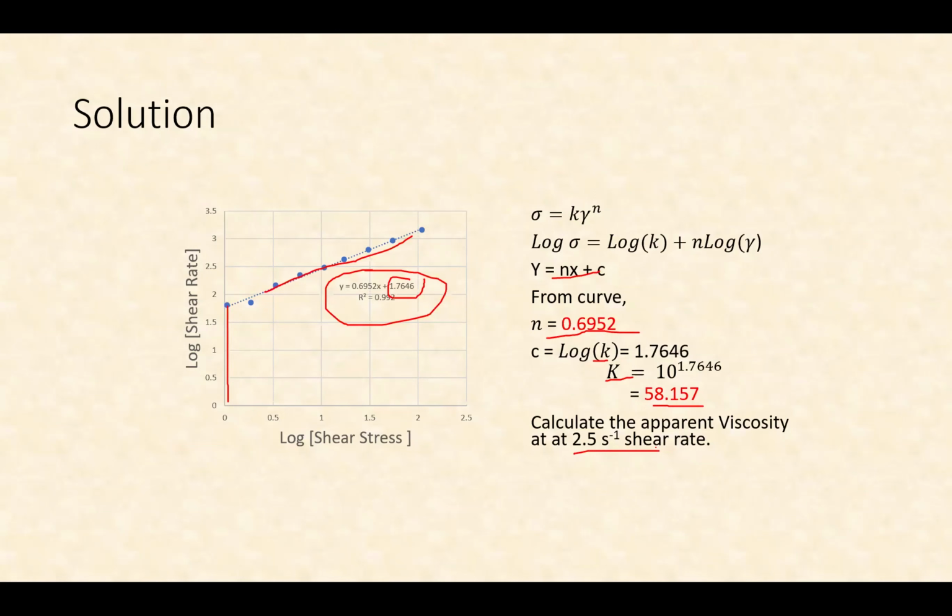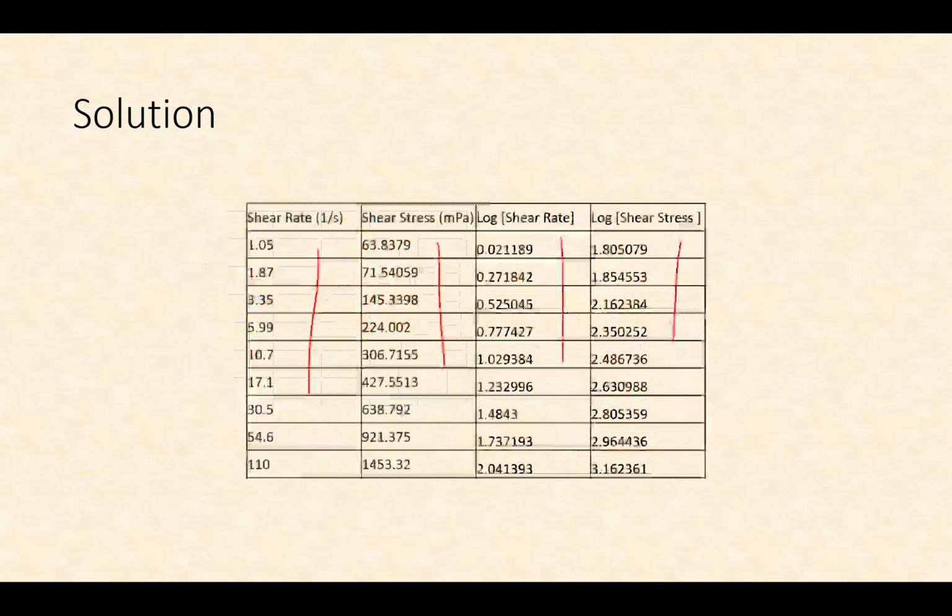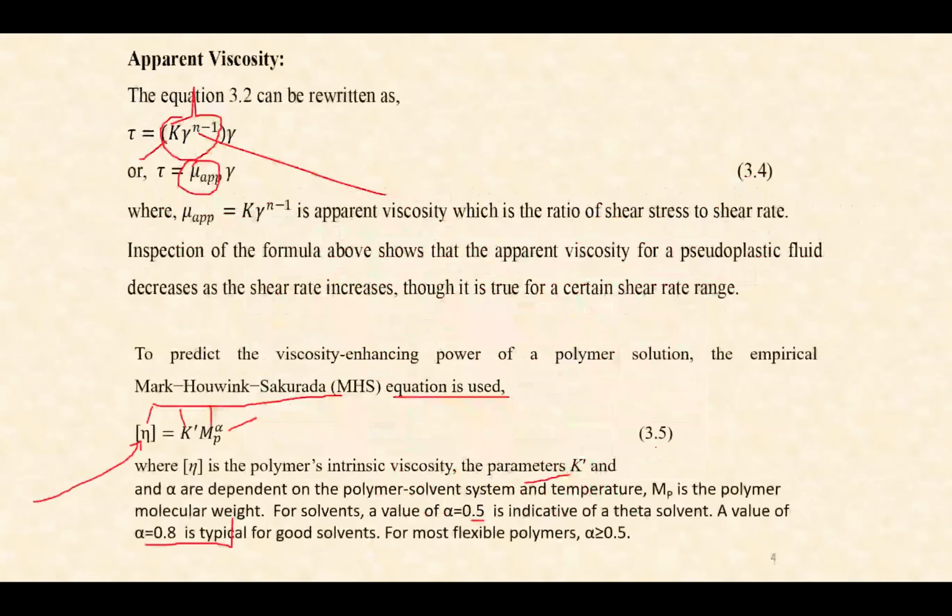you can easily get this value from this equation. The apparent viscosity is equal to K into shear rate to the power n minus 1, and if your K value and n value are known, you can get this apparent viscosity very easily.